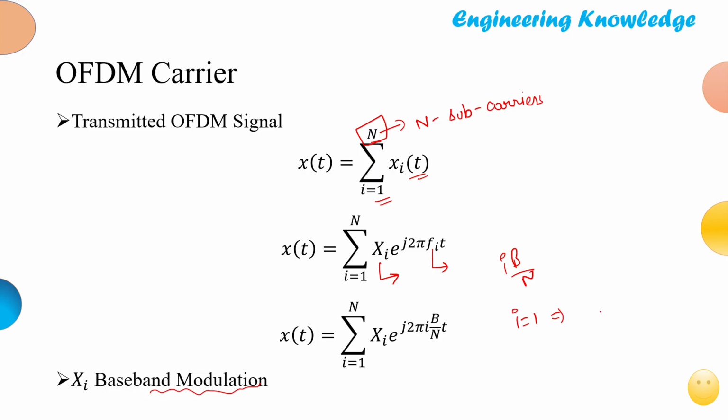So when i is equal to 1, we have B upon N. When i is equal to 2, we have 2B upon N. So these are the frequency components. Suppose this is f1, then this is f2, and we will go like this till the Nth instance. So we basically add the multiple subbands to model it as x(t).